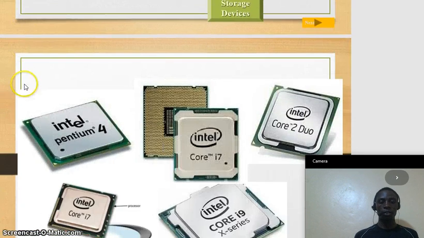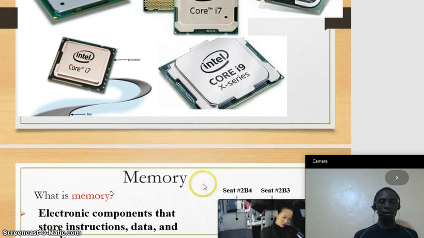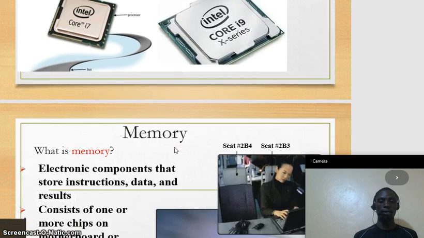Okay, so let's continue with this slide where we have different categories of central processing unit. We have this Intel Pentium 4. We have an Intel Core i7. So the generations keep changing. This is also another Core i7. This is a dual core kind of processor. This is a Core i9. So these are parts or components that are found in the systems unit or the computer case.